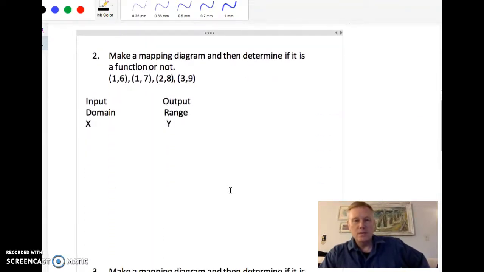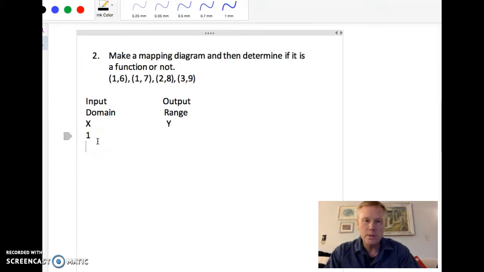Second one's the same idea. Make a mapping diagram, then determine if it's a function or not. So I'm going to list these x values. This one doesn't ask me to determine the domain and range, so I'm just going to start listing them. I got 2 ones, so I'm going to leave it in the mapping diagram. And this thing here is my mapping diagram.